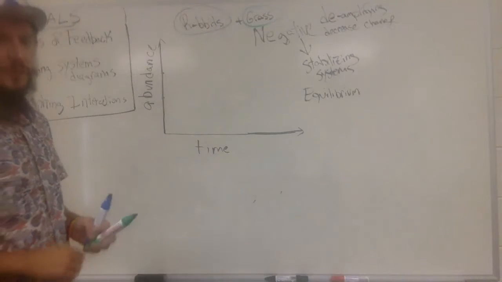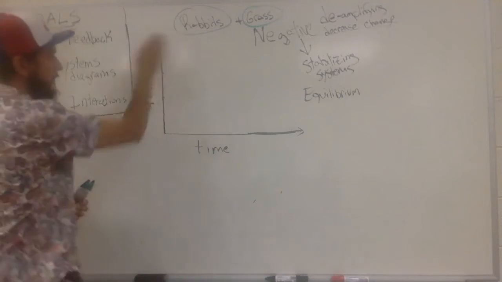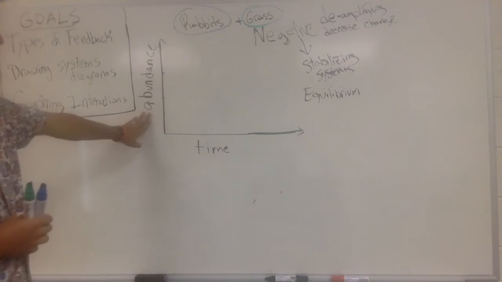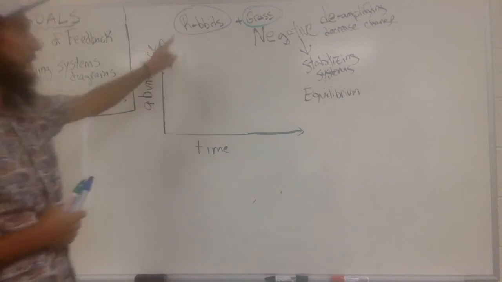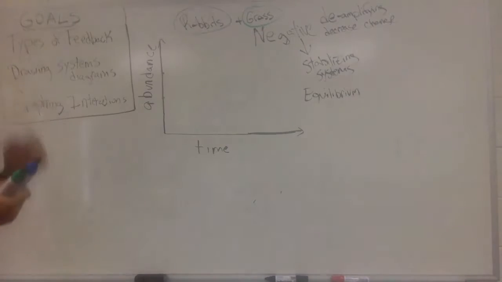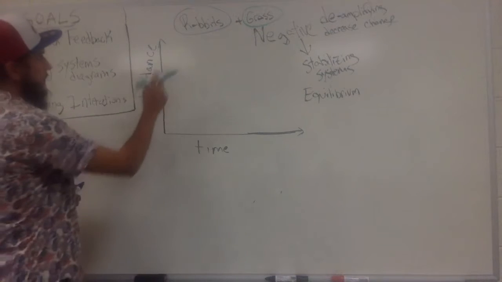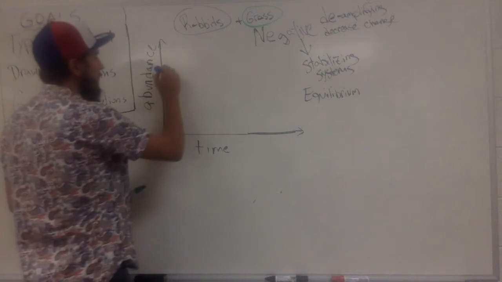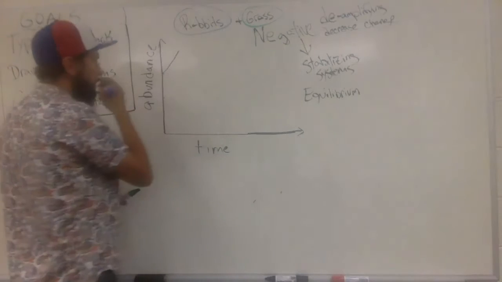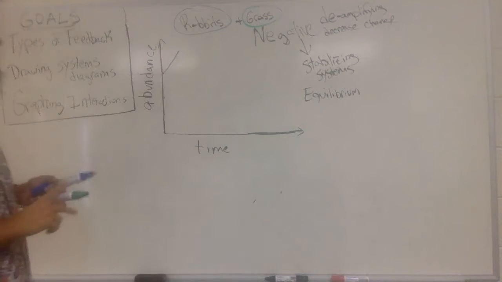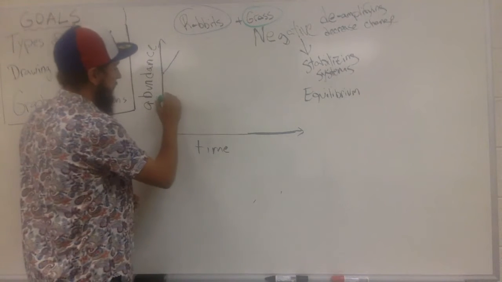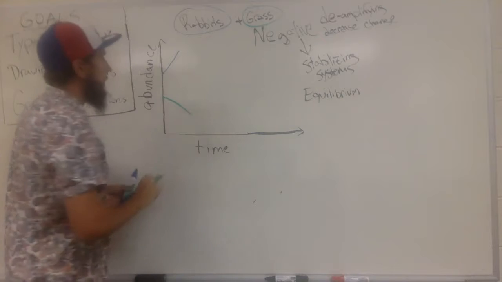So now we're going to try to graph this interaction. So I have my axes here with time on the x-axis, and then abundance or number of rabbits or grass listed here on the y-axis. And then I'm using green for grass and blue for rabbits. So let's walk through that first example, right? We started with an increase in rabbit population. And as a result of that increase in rabbit population, they started to eat more grass, right? So the amount of grass actually went down.